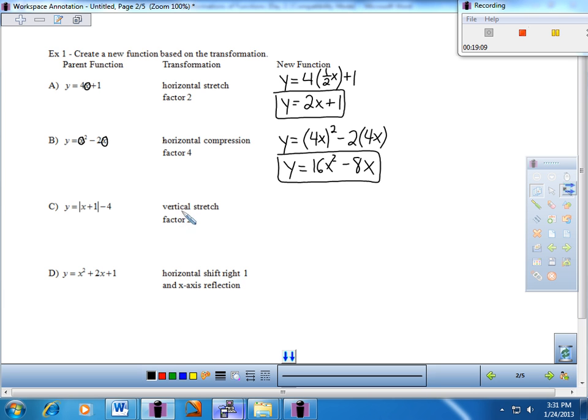Letter C. So it's a vertical stretch, factor of 2. Anything vertical, of course, is an output change, which means we circle the entire function right there. The whole thing gets changed. And how does it get changed if we want to stretch it vertically by a factor of 2? Well, we take that whole function, and I basically just multiply it by 2. So that was the k times f of x, if you remember from the front side. Okay, good.